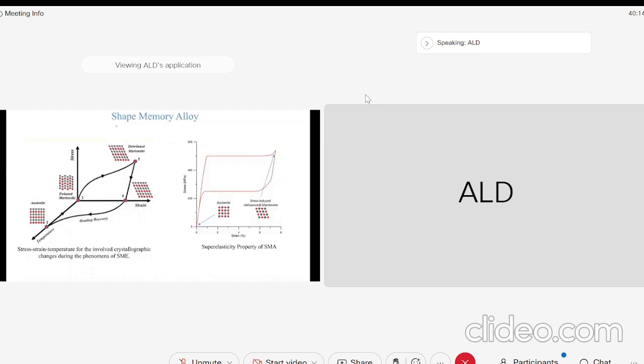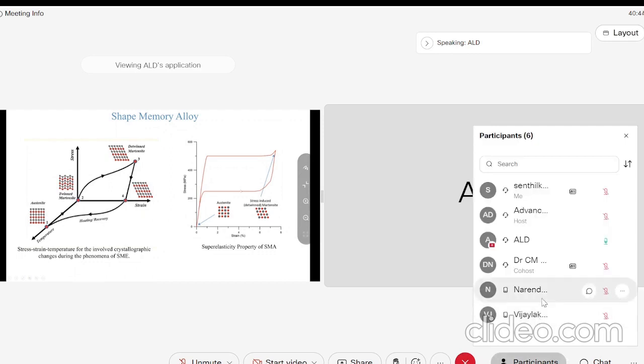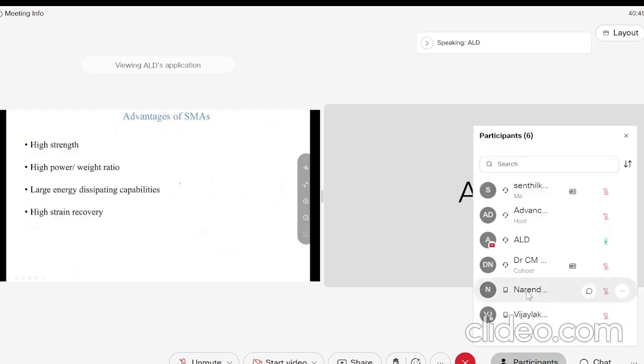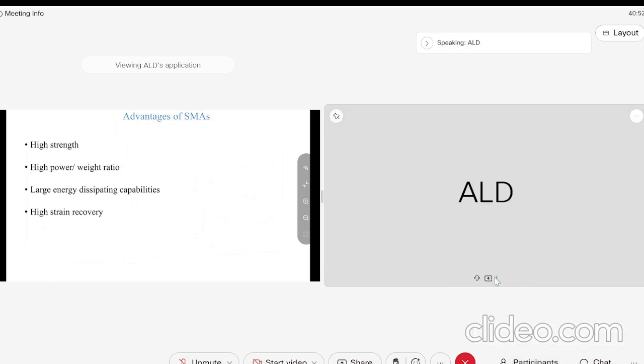That is the stress versus strain versus temperature, with four points. When you are in twinned martensite and increase the stress, it goes to detwinned martensite. Then when we heat, the recovery stage occurs. So this is the stress, strain versus temperature behavior of shape memory alloy, and here is the superelastic property of SMA. The advantages of SMA are high strength, high power to weight ratio, large energy dissipating capability, and high strain recovery.